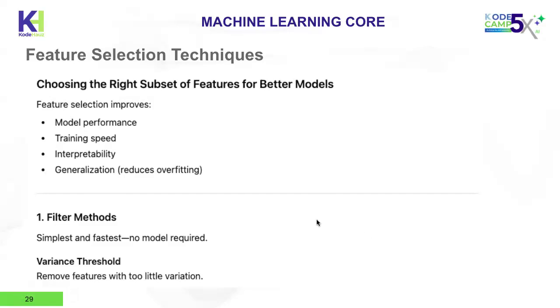Some of the methods that we use, we have the filter method, right? The simplest and fastest methods are the filter methods. These don't use any model, right? A good example is the variance threshold. If you have features where the variation between the values from one data point to the other is very small, you will eliminate that feature because there's too little variation, so it will not really contribute much to what you're trying to predict.